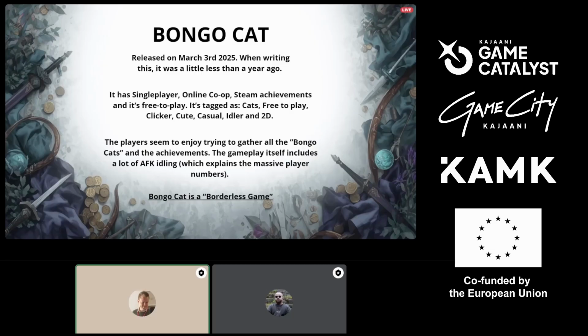One thing to mention is that Bongo Cat is a borderless game. I'm not going to dig into that yet, but I will in the coming slides, so keep that in mind. Bongo Cat is a borderless game.